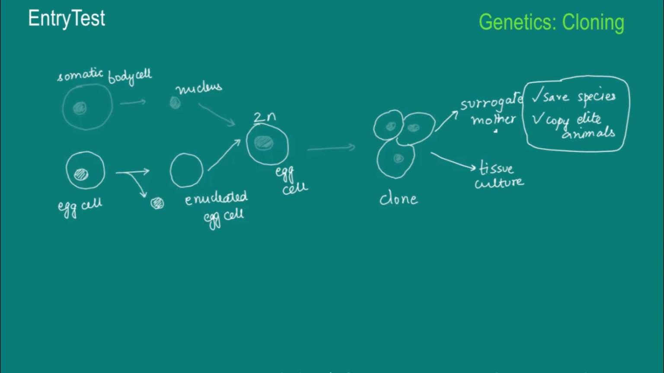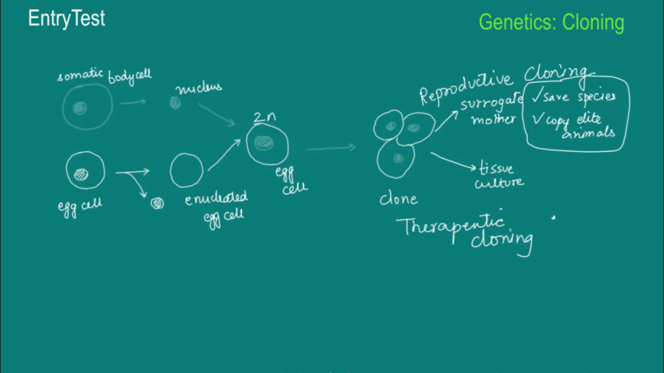So that is known as reproductive cloning, when you put this clone inside a surrogate mother. So this is reproductive cloning, which is the process that we just studied. The second one, where you need a tissue culture, is known as therapeutic cloning, which is usually used to make medicines or in some therapy.